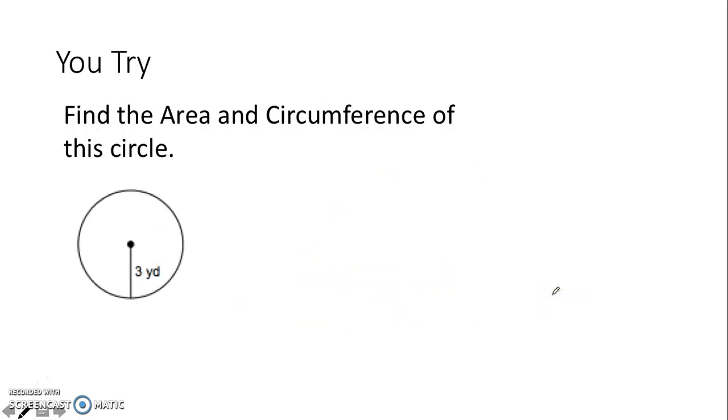So here's our U-try problem. We are going to find the area and the circumference of this circle. So go back in your notes, go back in the video to find the two formulas, plug in the radius, which is 3 yards, for both equations. So I expect you to be doing two things on this U-try, the area and the circumference of this circle. And as always, if you do not do the U-try, you will not be getting full points.